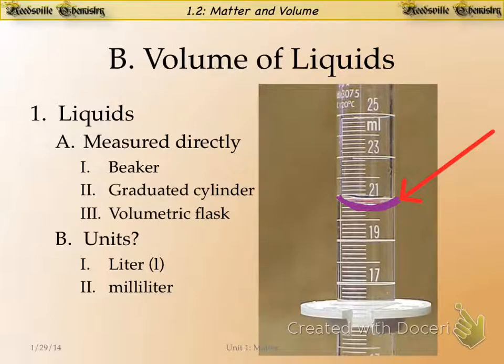We call this thing a meniscus, just like the meniscus in your knee. And when you're reading the volume of a liquid, you want to read the bottom of that meniscus, right down there. You don't want to read the top. You can see there's about a 1 to 2 milliliter difference with this picture. If I was reading this particular cylinder, I'd go probably 19.4 milliliters.